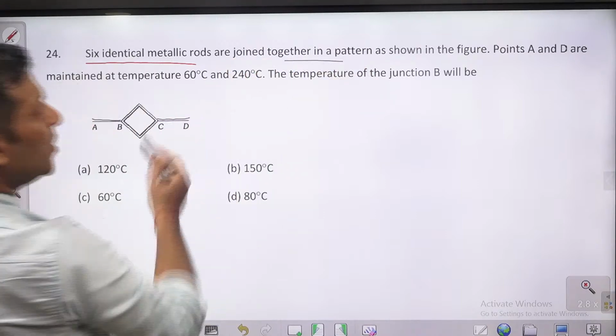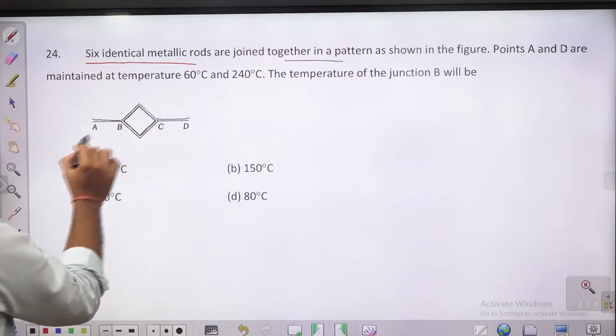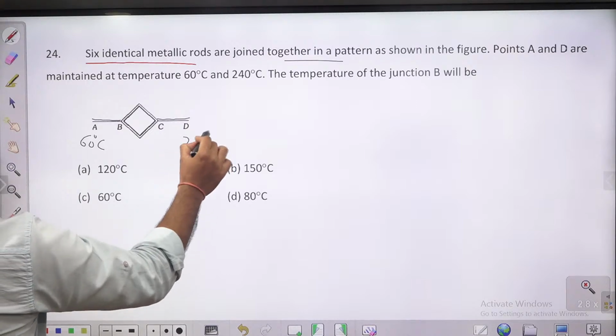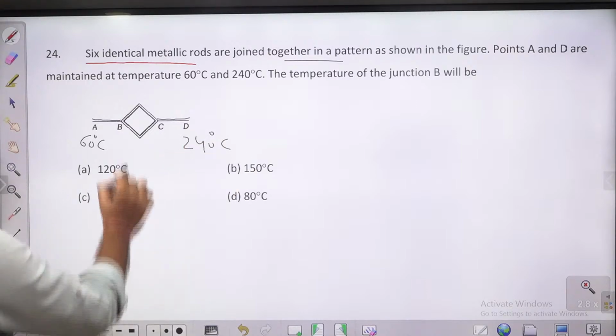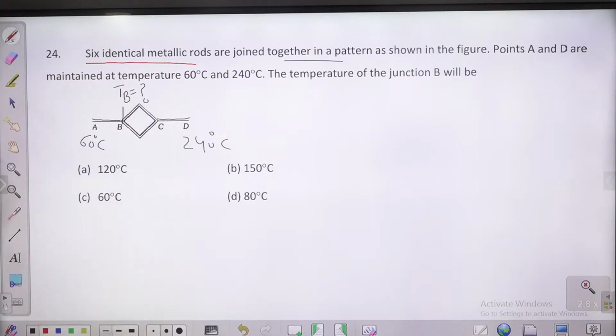They are joined as shown in the pattern, shown in the figure. Part A and D are maintained at this temperature. तो यहाँ पे टेम्परेचर कितना है? 60 डिग्री सेल्सियस. And here the temperature is 240 degrees Celsius. The temperature at the junction B. He is asking you the temperature at junction B. आपसे junction B पे temperature पूछ रहा है बच्चों. What is the temperature at junction B? Can you find out temperature at junction B, guys?